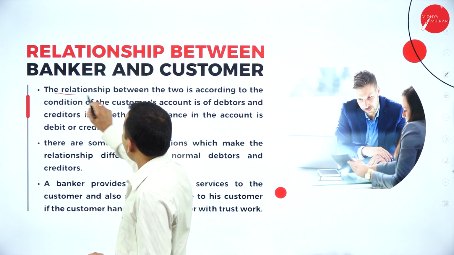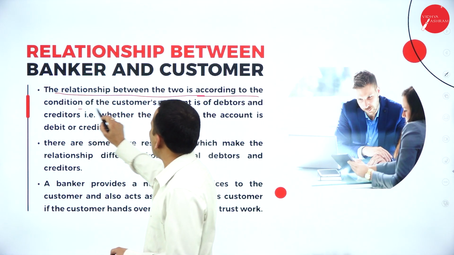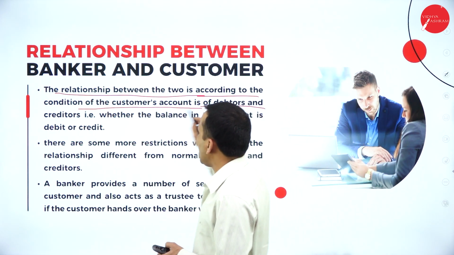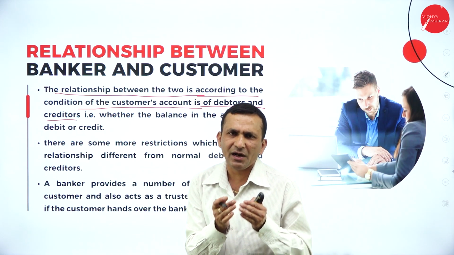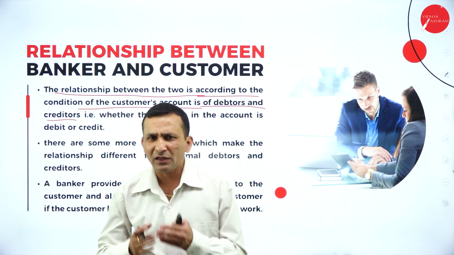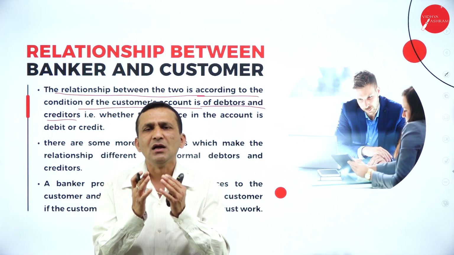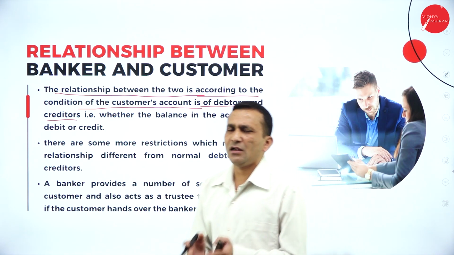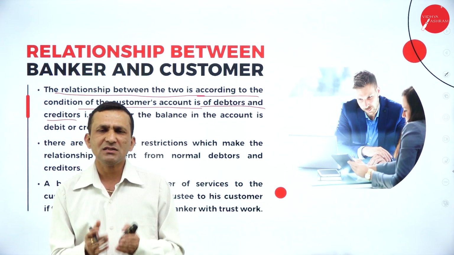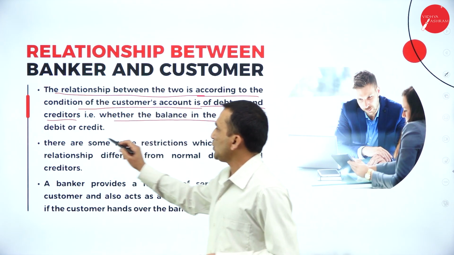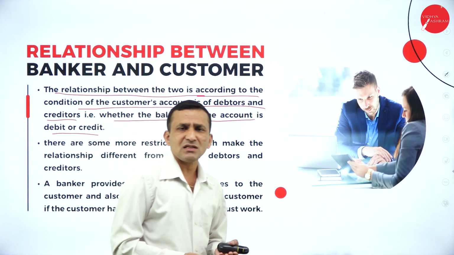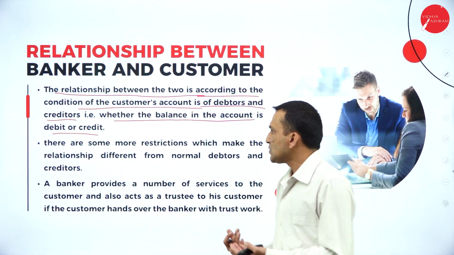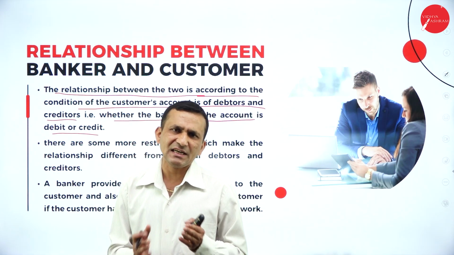Next, the relationship between the two is according to the condition of the customer account, because there are different accounts we identified. It is debtors and creditors. Sometimes the customer is a debtor, because whenever they open an account, they deposit money. Now the banker is a creditor. Sometimes the banker provides a facility like a loan facility; then the banker is the debtor and the customer is the creditor, whether the balance in the account is debit or credit. Even the bankers provide a facility like an overdraft, which is a kind of short-term loan. So here we need to identify who exactly is the debtor and the creditor in the relationship.